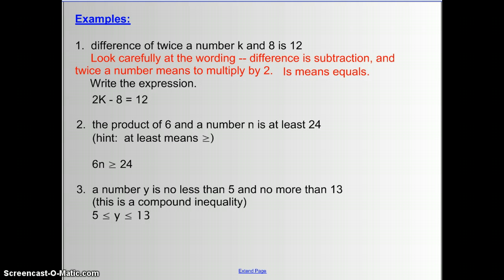In number 3, a number y is no less than 5 and no more than 13. That's a compound inequality. It has two parts, the part with the 5 and the part with the 13. It can be equal to both those numbers. Okay? So when we put this together, we have y is greater than or equal to 5 and y is less than or equal to 13, because it's no more than 13. 13 is the highest number it can be.